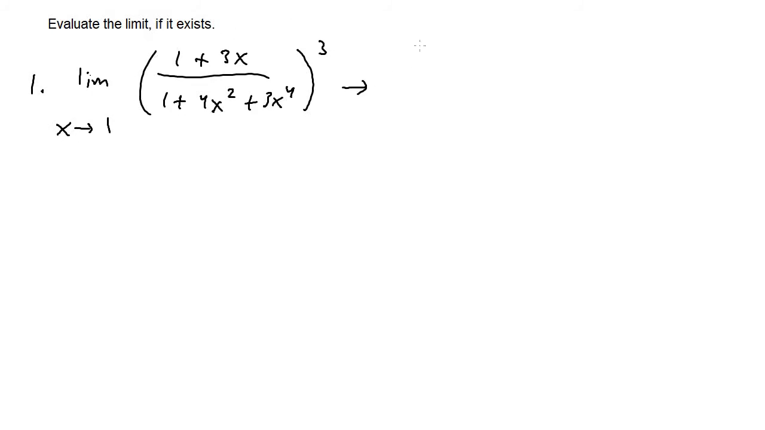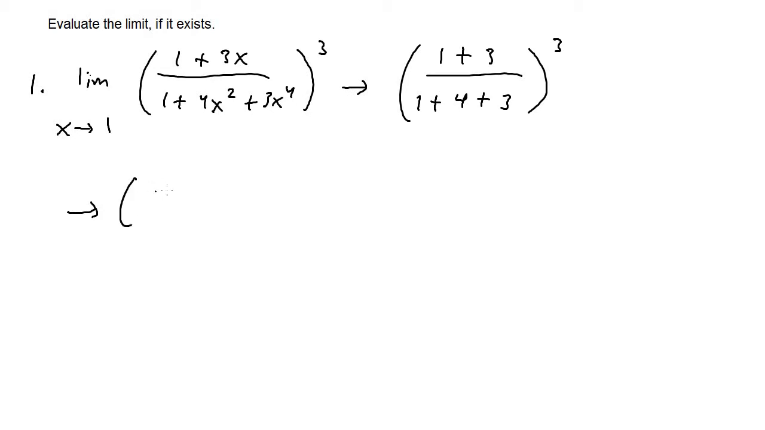Now if I do that, we will get 1 plus 3 times 1 is 3 over 1 plus 4 times 1 squared is just 4 times 1, which is 4, plus 3 times 1 to the 4th, that's just going to be 3 times 1, which is 3, and the entire thing taken to the 3rd power. So simplifying the inner fraction here, 1 plus 3 is 4 over 1 plus 4 is 5 plus 3 is 8 to the 3rd power.